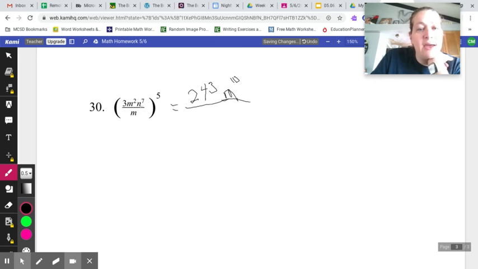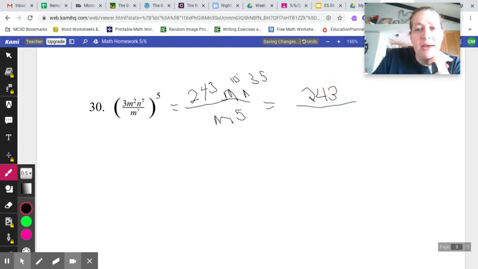Okay. And then n to the 7th times 5. 7 times 5 is 35. So n to the 35th. Okay. And then the m down here is also raised to the 5th power. So m to the 5th because there's a 1 here, and 1 times 5 is 5. Okay, now we're not done because we need to now reduce. The 243, there's nothing to reduce it by.